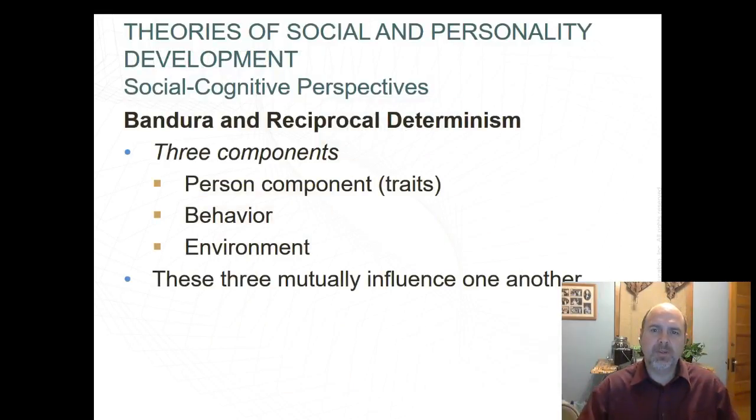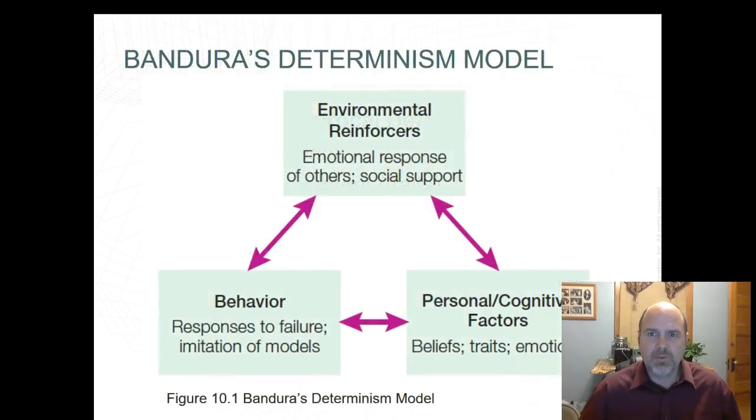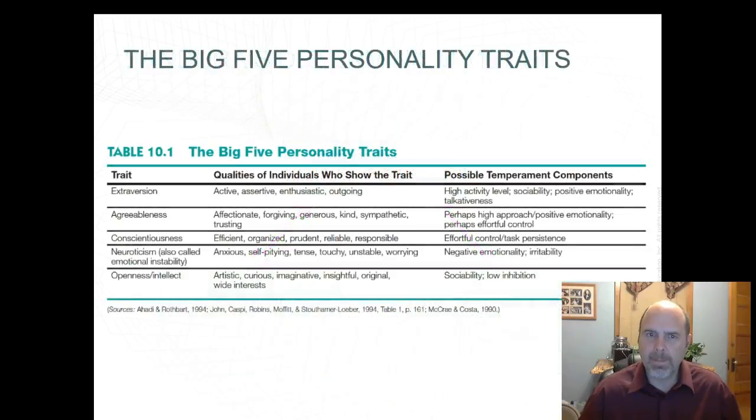Bandura's reciprocal determinism talks about three components: the person component, meaning traits, the behavior, and the environment. These three mutually influence one another. Bandura's model takes a social cognitive view of personality. He suggests that the three components, environment, individual behaviors, and cognitive factors such as beliefs, expectancies, and personal dispositions, are all influenced by each other and play reciprocal roles in determining personality. This shows the Big Five personality traits that we reviewed earlier.